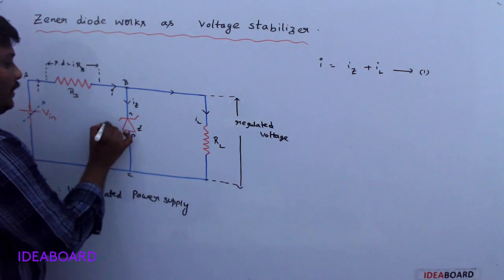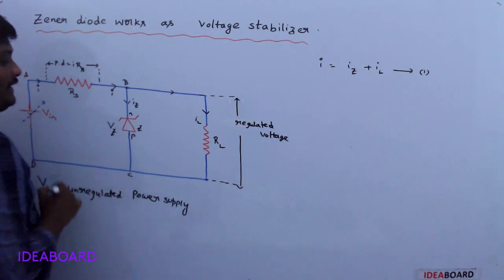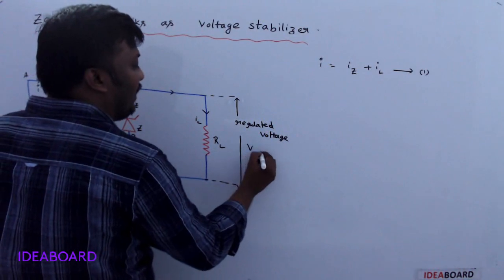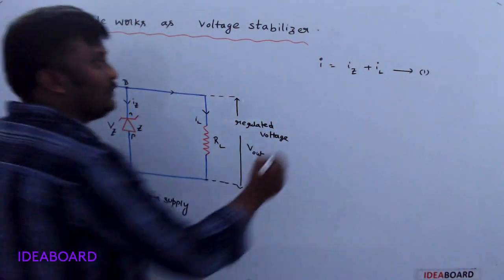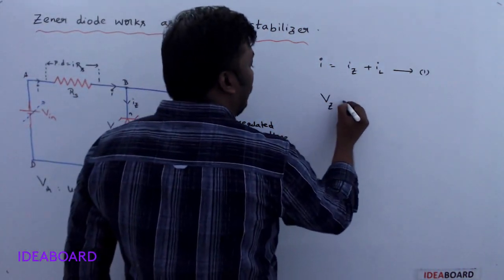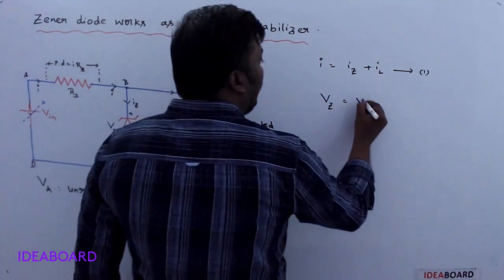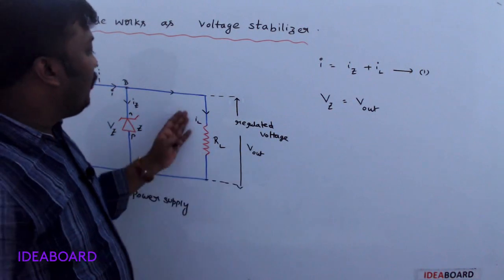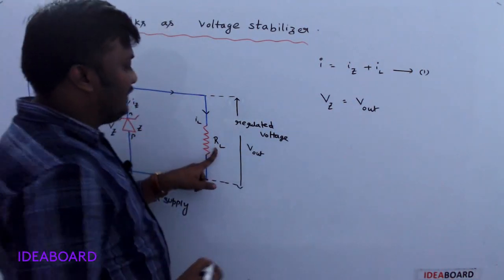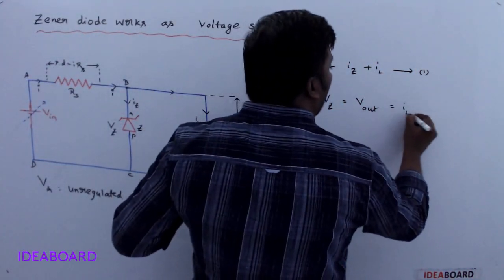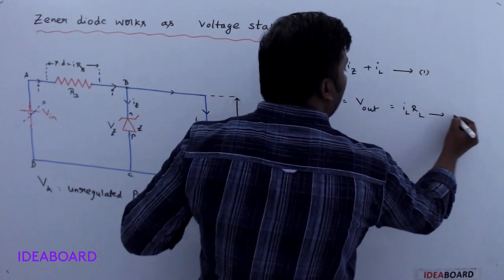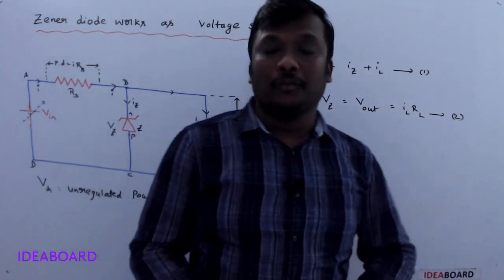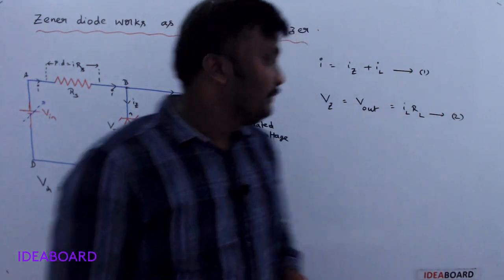So let the potential difference across the Zener diode be Vz, and the potential difference across RL be V out. So Vz is equal to V output. V output is how much? Current is IL and resistance is RL, so it equals IL RL. Let this be equation number 2. Understand?